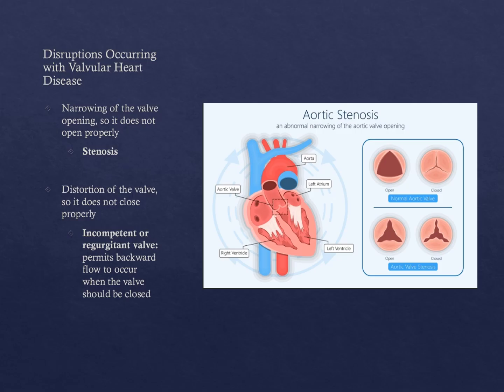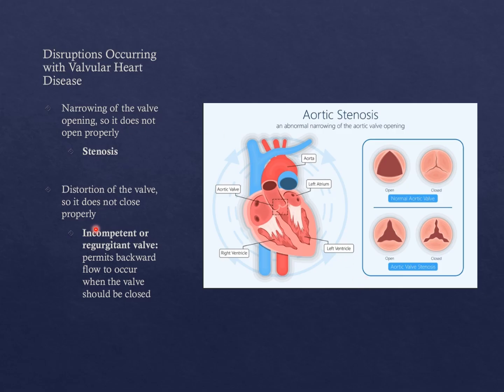So, when disruptions occur with valvular heart disease, sometimes we term them stenosis, which is narrowing of the valve so that it doesn't really open properly. So, you can kind of see that here. This is aortic stenosis. This is a normal aortic valve. And as it stenoses or hardens, that opening starts to get smaller and smaller. So there's distortion of the valve, and so it does not open properly.